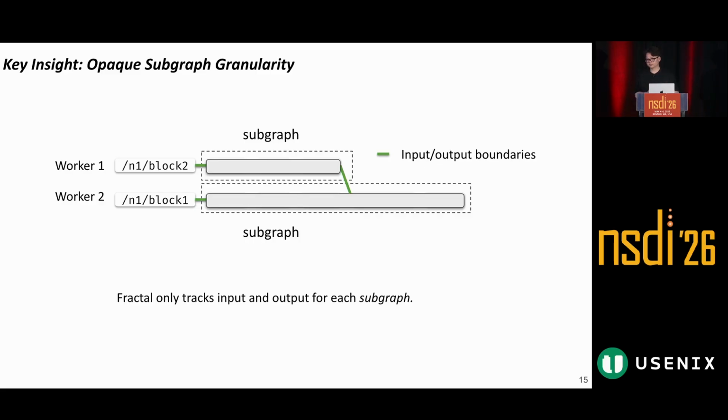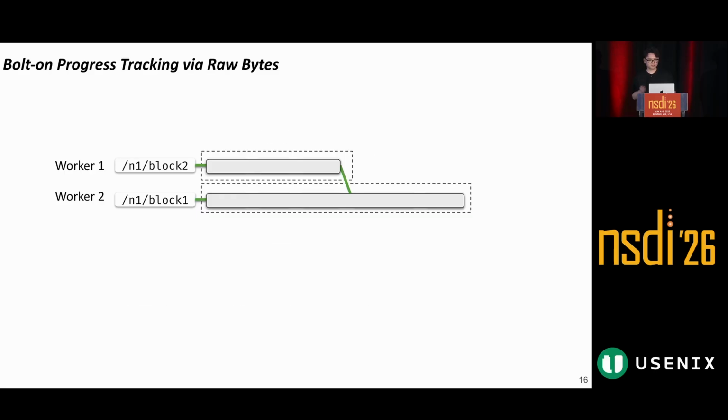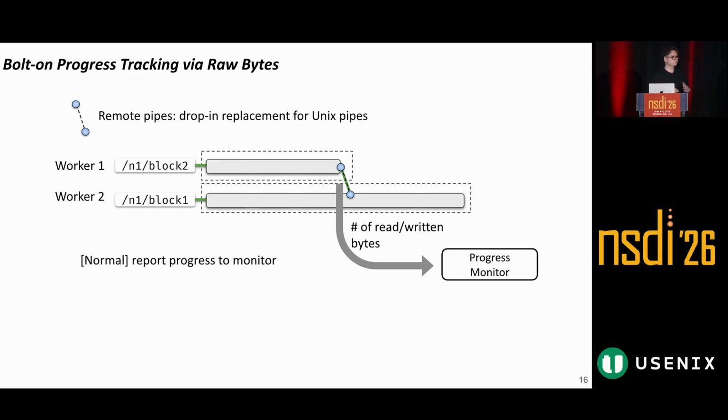Building on this insight, Fractal introduces a series of mechanisms to enable faster recovery transparently. First, it directly supports progress tracking on these communication boundaries over raw data bytes. It introduces remote pipes, a drop-in replacement for Unix pipes in the shell programs. During normal execution, these remote pipes periodically report the progress to a logically centralized monitor, such as the number of bytes it has received and sent so far.